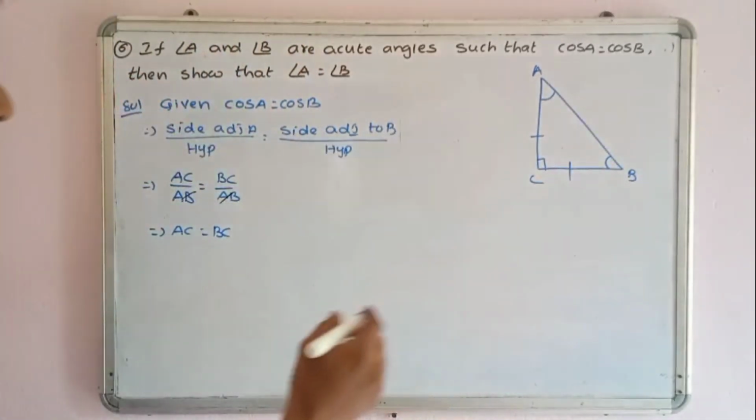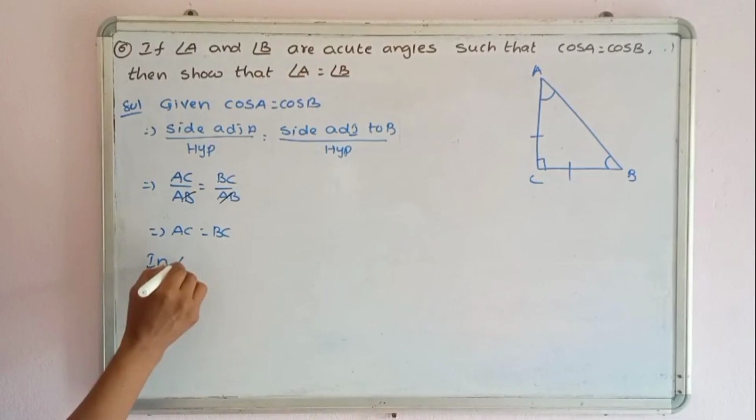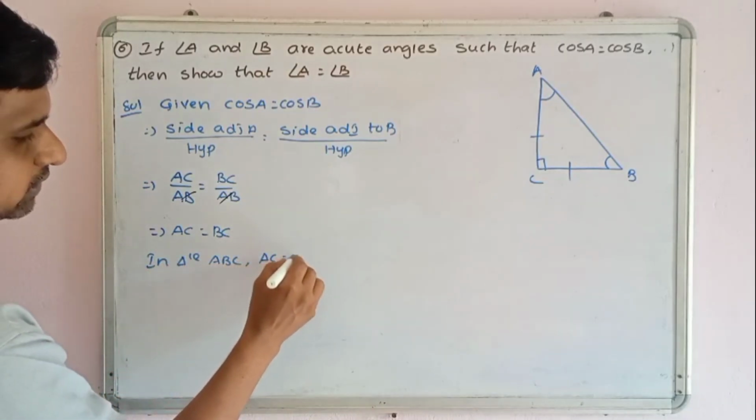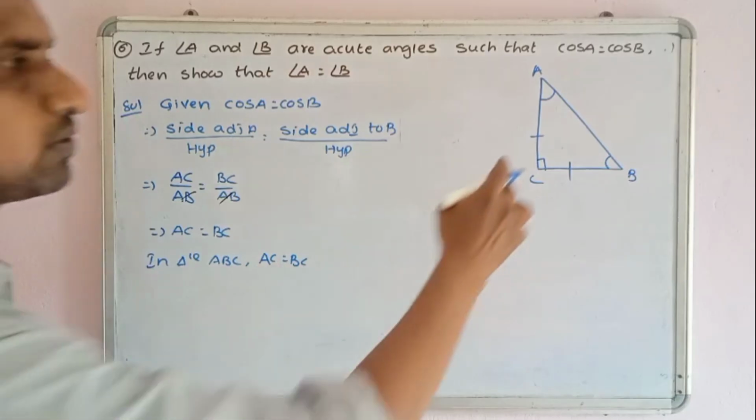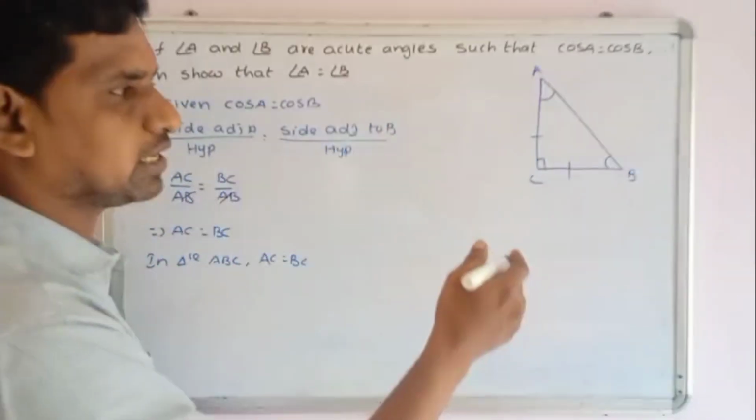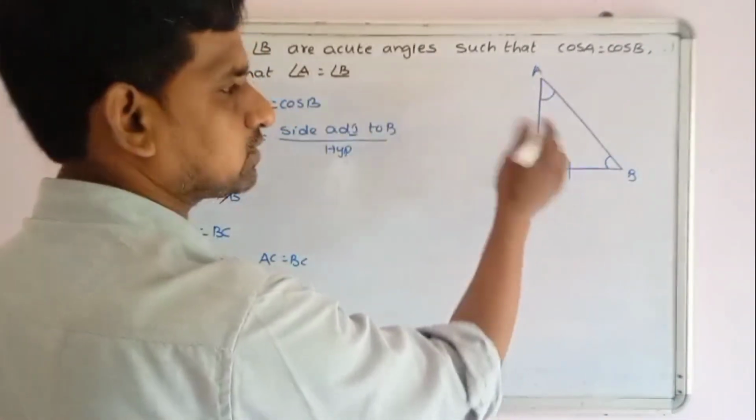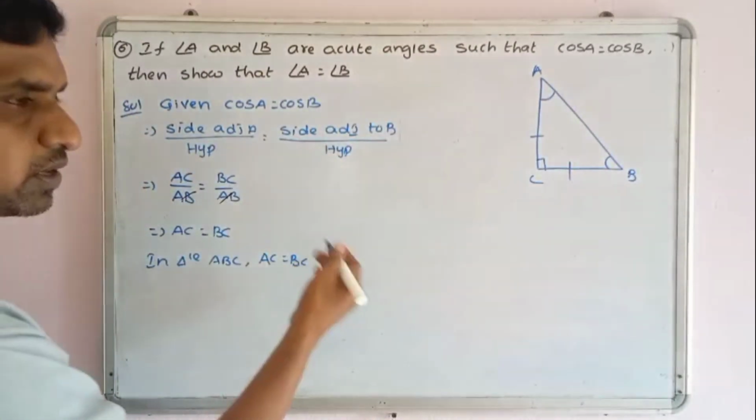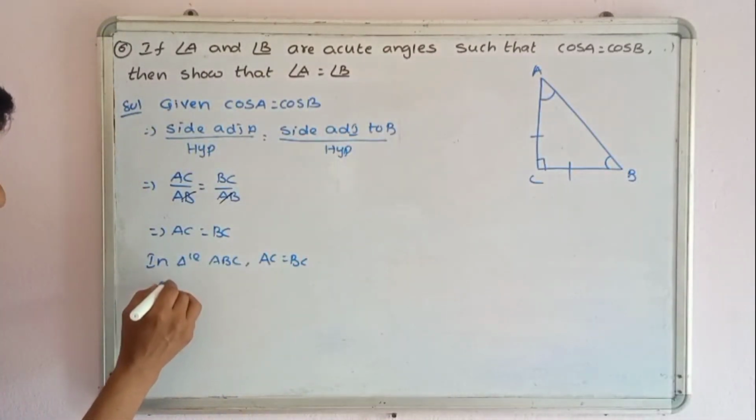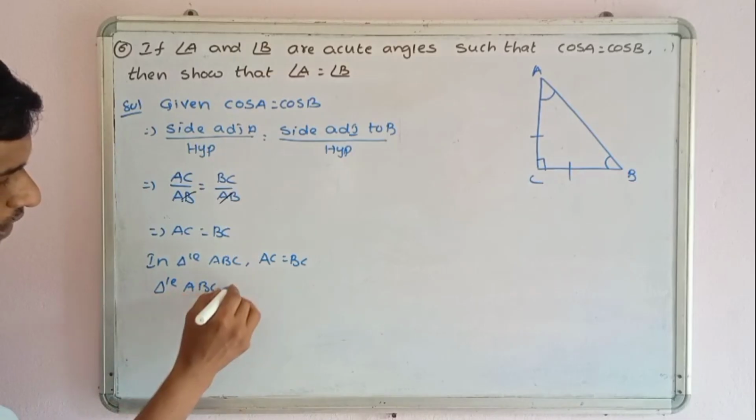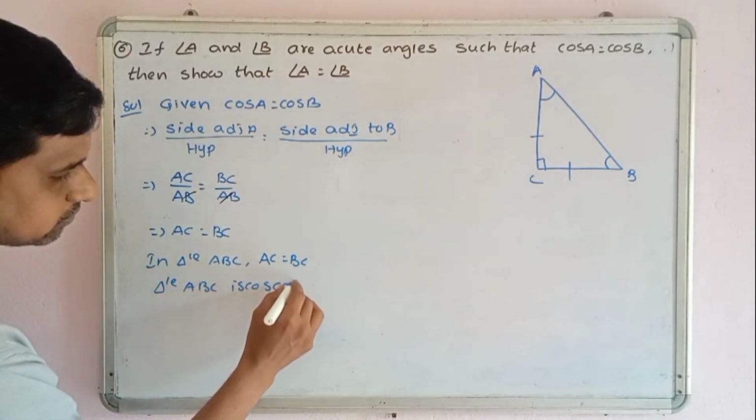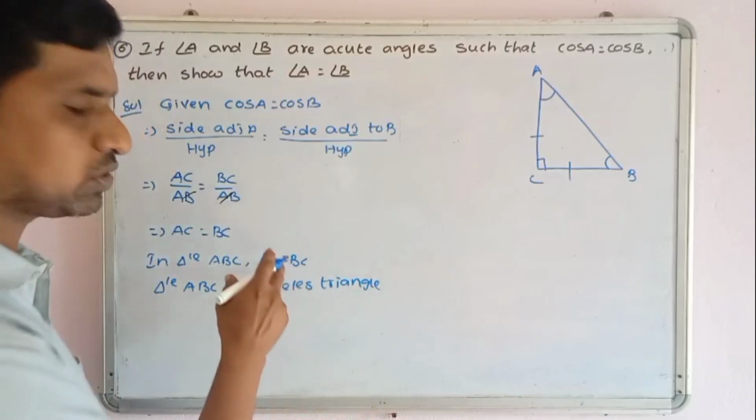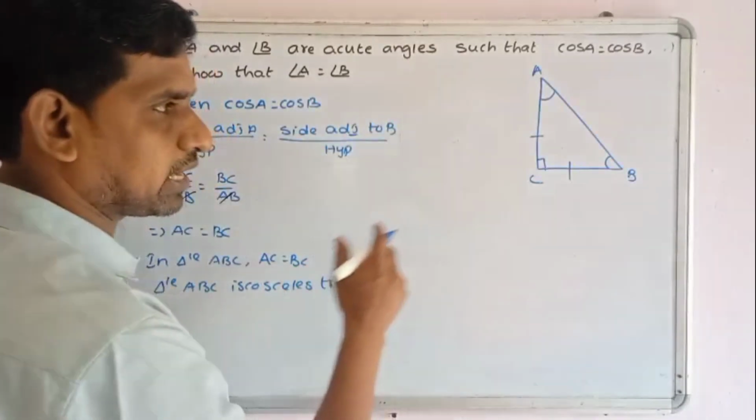In triangle ABC, AC equals BC. Two sides are equal, so opposite angles are also equal. What is the type of triangle when two sides are equal? Therefore triangle ABC is an isosceles triangle. Isosceles triangle means two sides are equal and opposite angles are also equal.